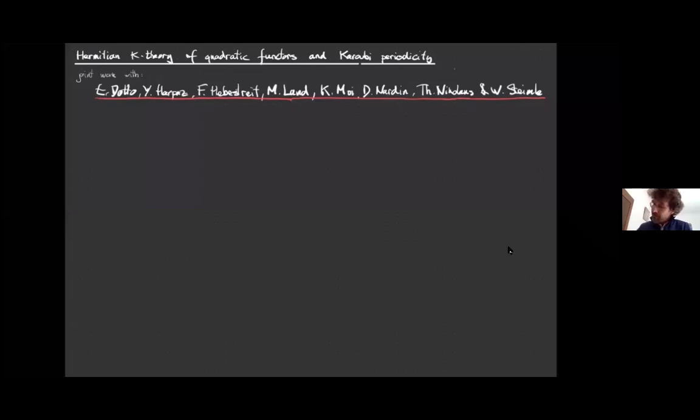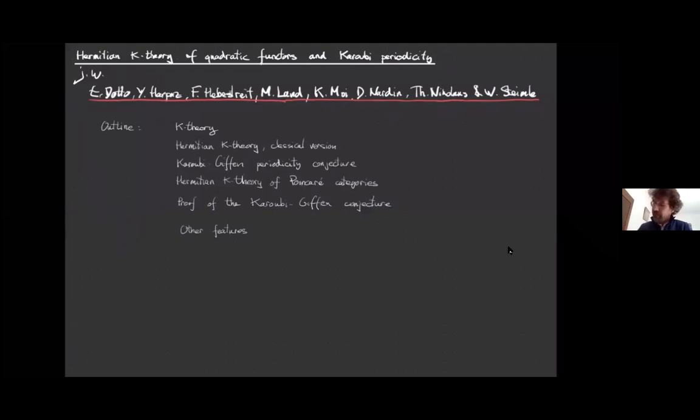Okay, so the general plan for the lecture is to start by saying a few things about K-theory, classical K-theory. Of course, everybody attending the seminar will probably know everything that I say, but I'm just saying it so that you understand from which perspective we are approaching this subject. Then I will say some things about Hermitian K-theory, mostly in the classical version, and I will state the conjectures in that language.